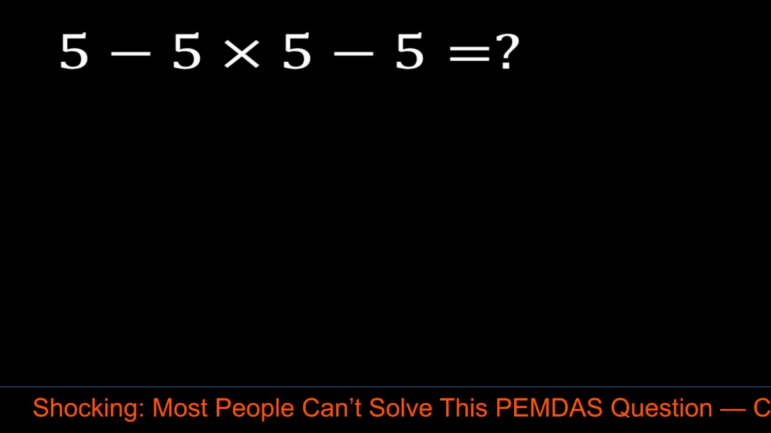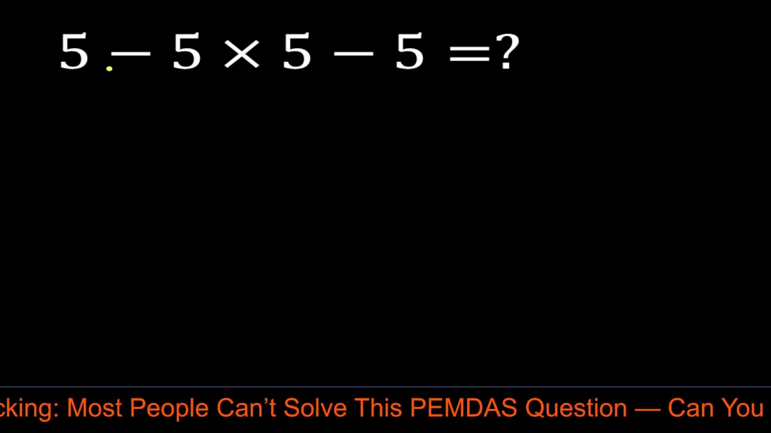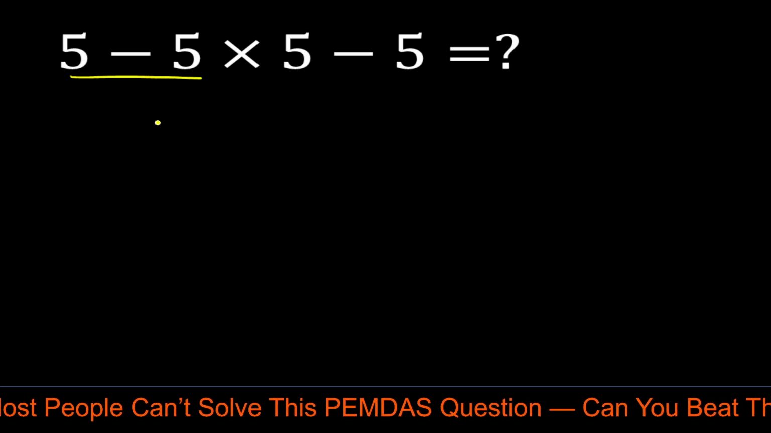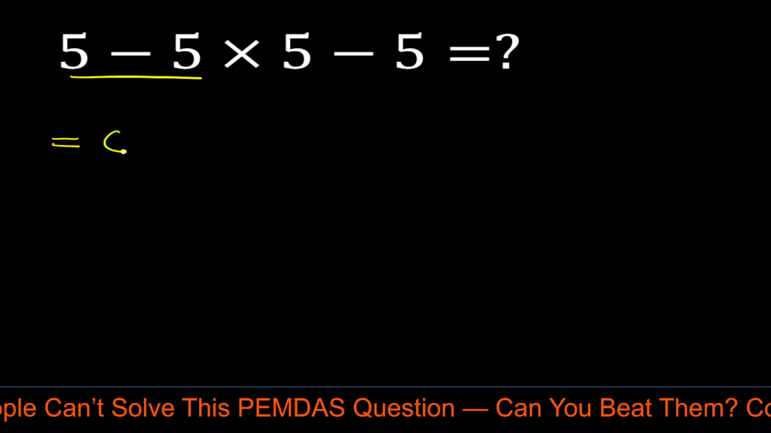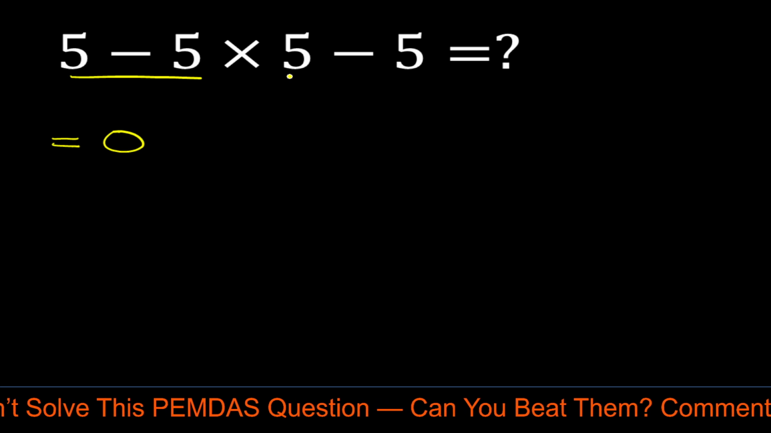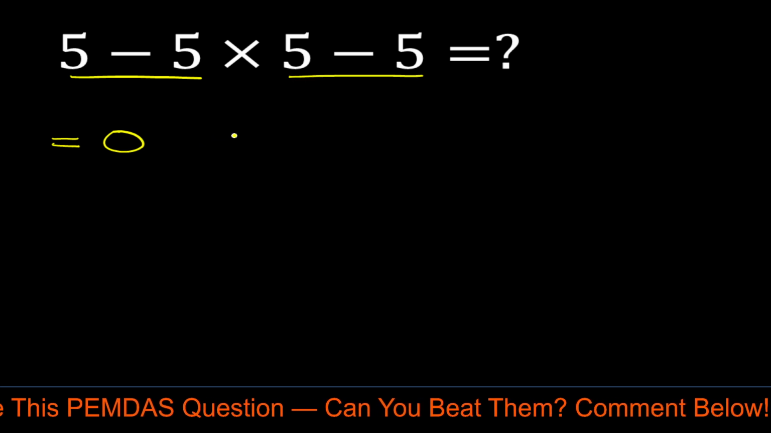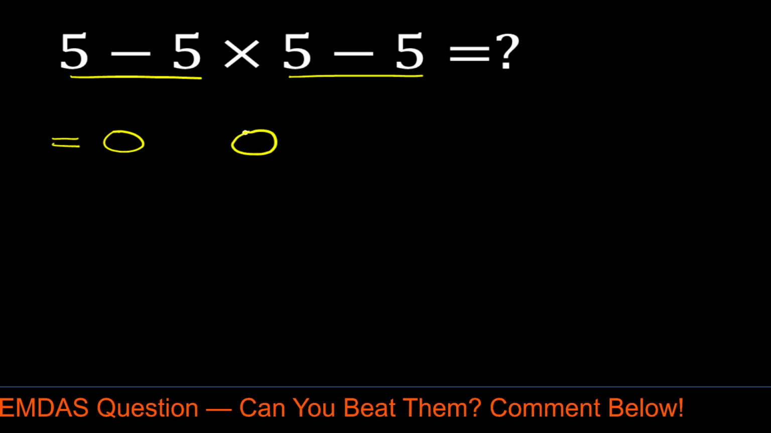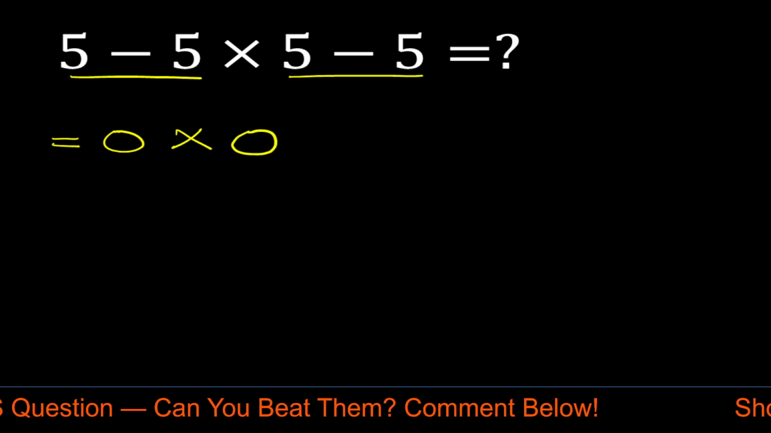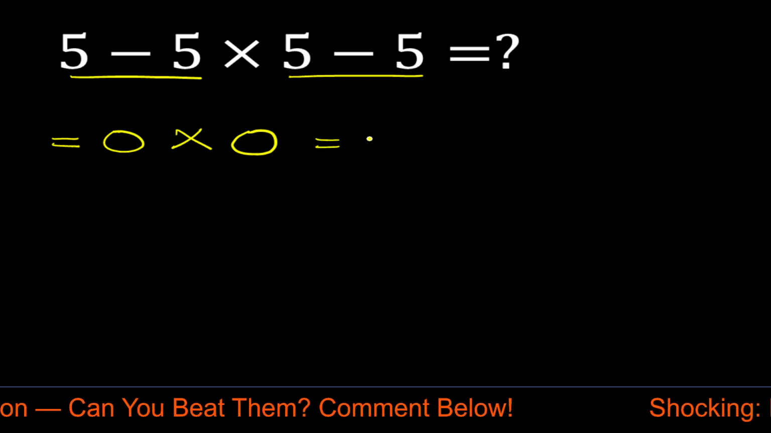So most people solve this question like 5 minus 5. So 5 minus 5 is equal to 0, right? Then again 5 minus 5. So 5 minus 5 is also equal to 0. Now 0 times 0. So 0 times 0 is equal to 0, right?